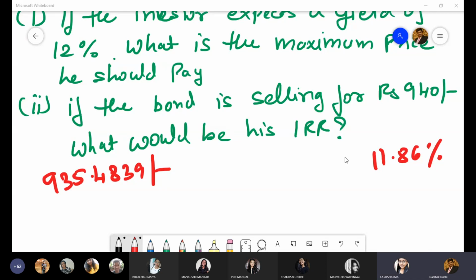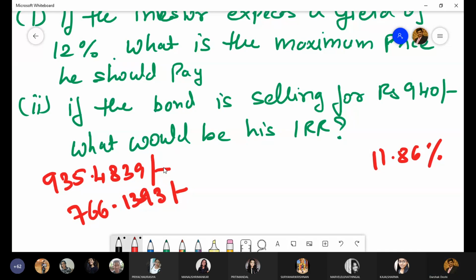Yes, sir. The purchase price is 766.1393 and the IRR, yes, sir. Okay, I'm just writing down 766.1393. That's fine. And IRR? Sir, 22.12%. Okay.